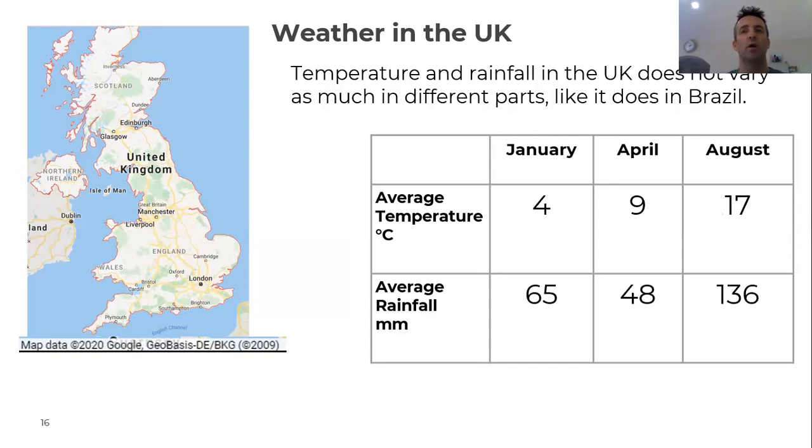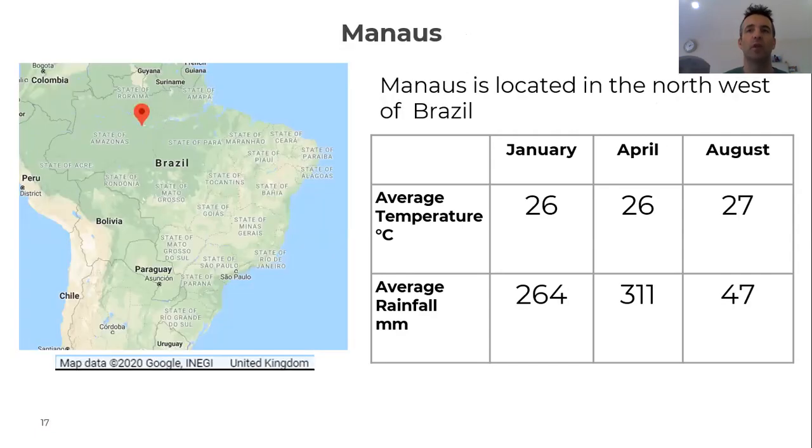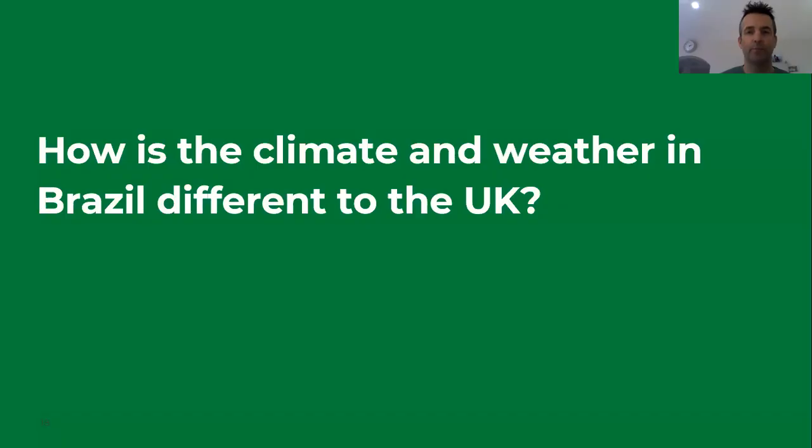So in general, there's a lot less rainfall in the UK than there is in Manaus, the northwest region of Brazil. So you can see here, the numbers are a lot higher on the bottom row of that table. So there's a lot more rainfall in Manaus, in the northwest of Brazil, than there is here in the UK. Okay, so now we've started comparing already how the climate of the weather in Brazil is different to the climate of the UK. So let's have a look at some of those facts and compare the two countries together.